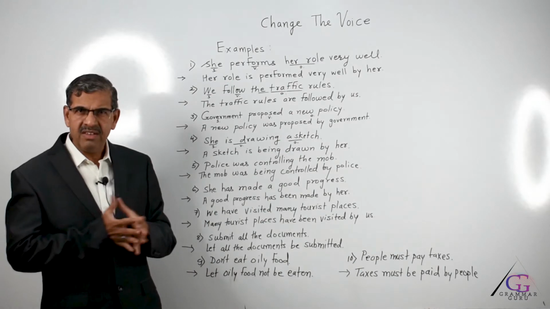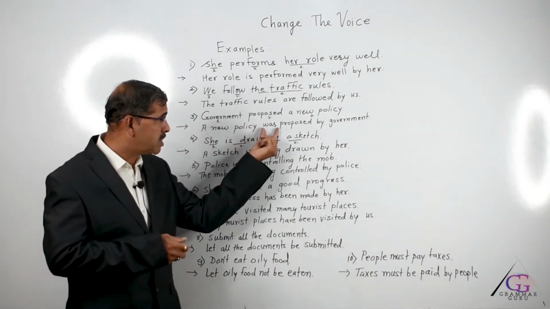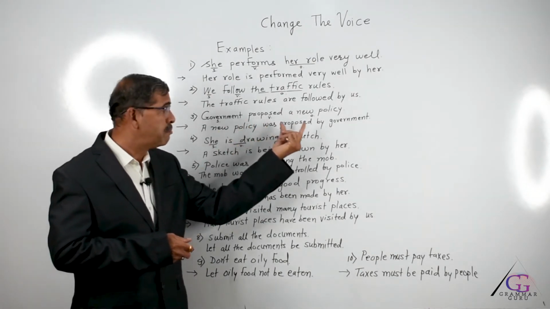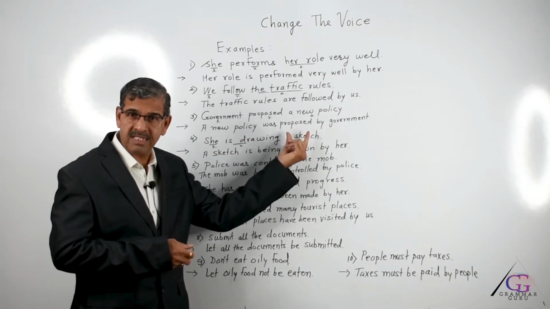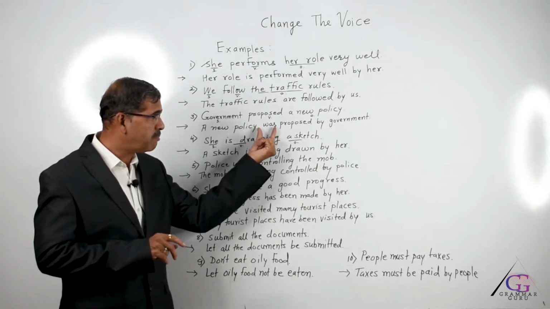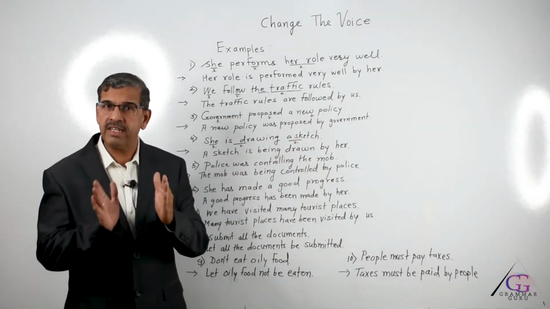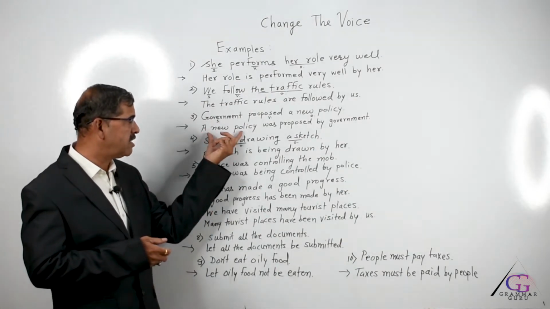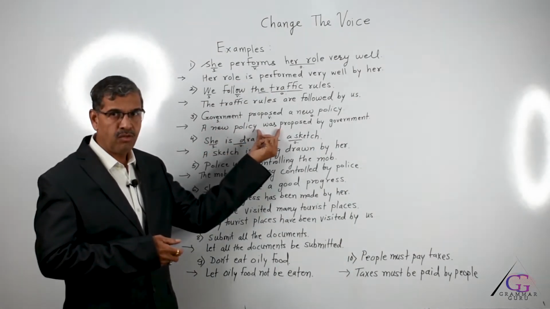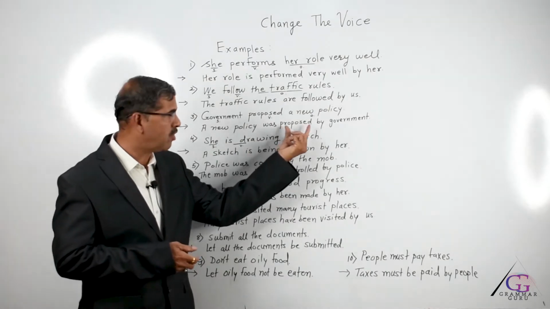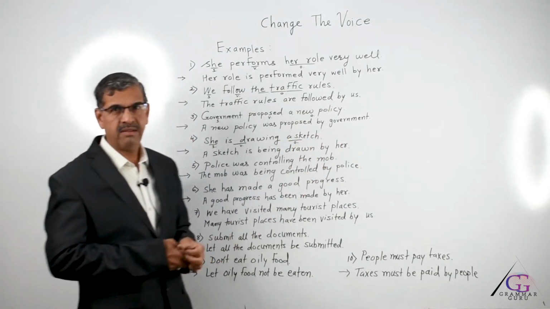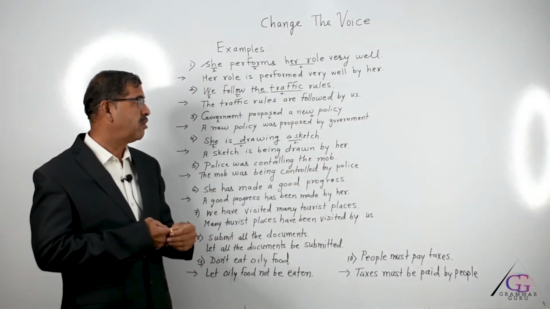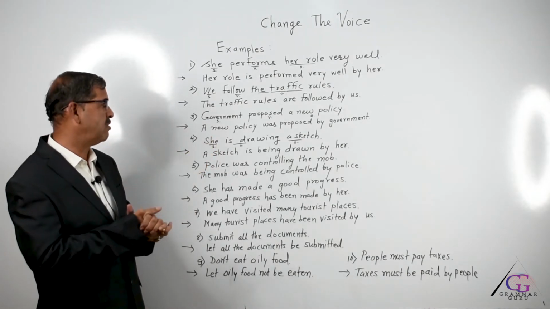So some of you may feel confused. Sir, was is already showing past tense. Proposed is also another past tense. No. Was is showing past tense. Proposed is the V3 form. So the answer is a new policy. Object first, form of the verb to be, then V3 form, and then by plus subject, as it was written in the form of passive voice.